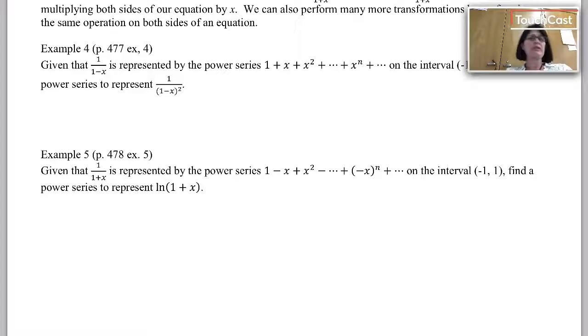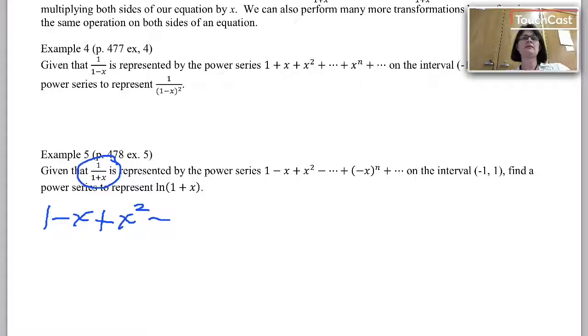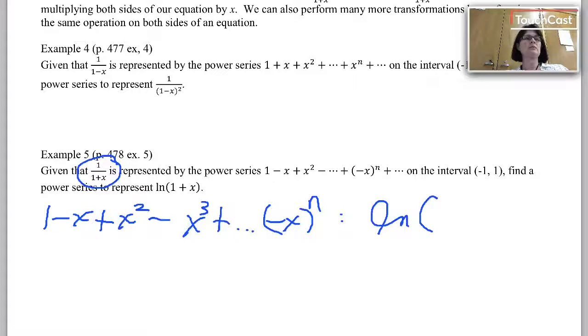I can also integrate term by term if I know that. I started with a different series this time. This guy is supposed to be 1 over 1 minus x. That means I'm using negative x as my multiplier. So I know that 1 minus x plus x squared minus x cubed plus dot dot dot negative x raised to the n equals, oops, no, I know that equals 1 over 1 plus x. And I want a series to represent natural log of 1 plus x.